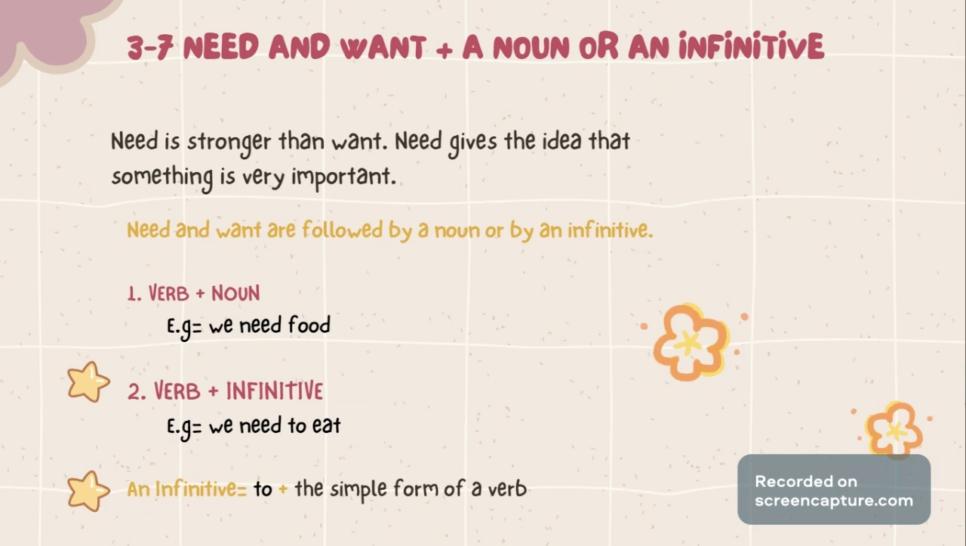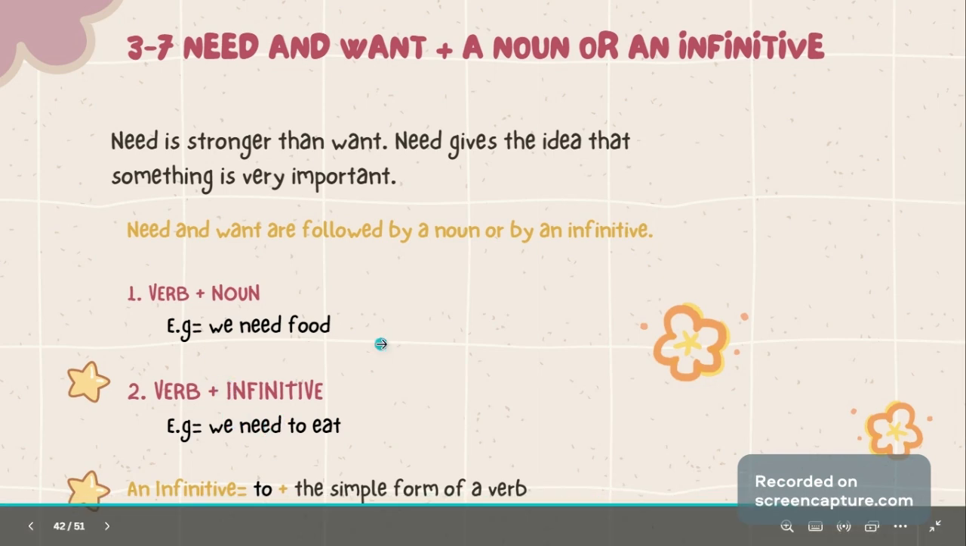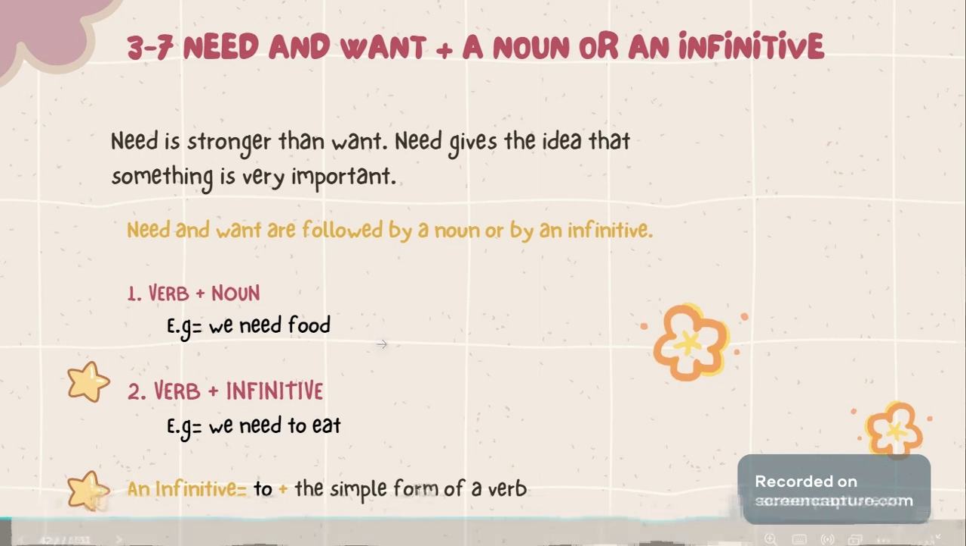Verb plus noun. Example: we need food. So the verb is need and the noun is food. And verb plus infinitive: we need to eat. So the verb is need and the infinitive is to eat. What is an infinitive? An infinitive is to plus the simple form of the verb. For example, to eat.